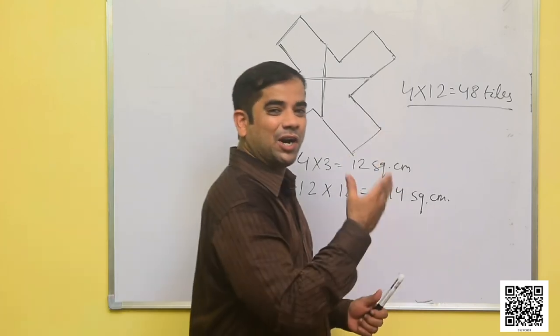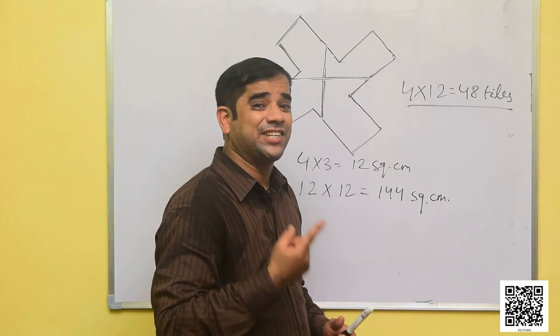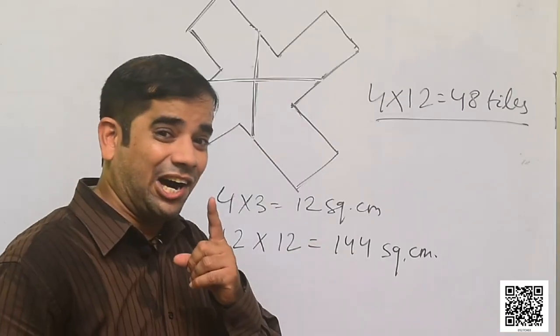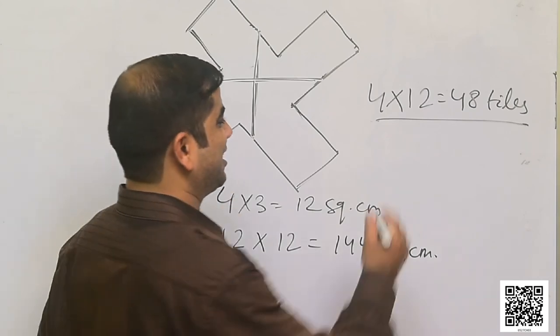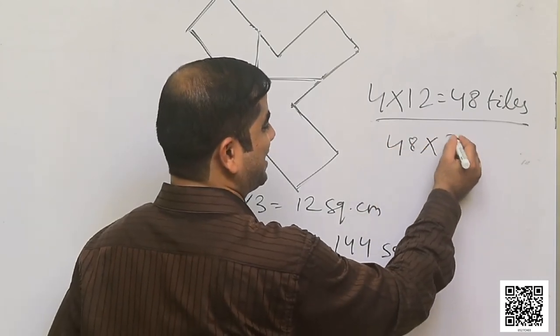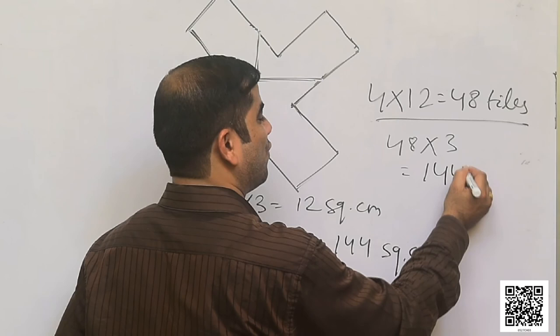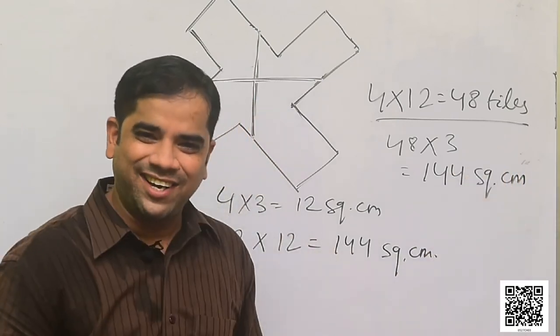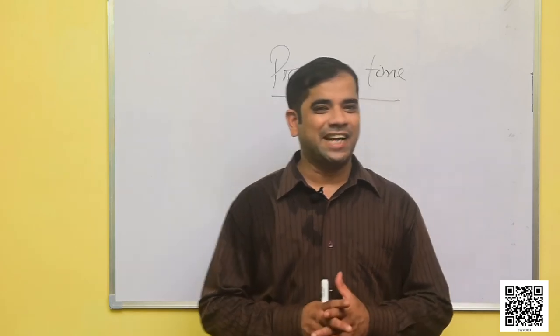You can do it by yourself. See, we can recheck. How can we recheck? Each tile has an area of 3 square centimeter. So 48 into 3, again it gives us 144 square centimeter. Got it? So students, it's practice time for you.